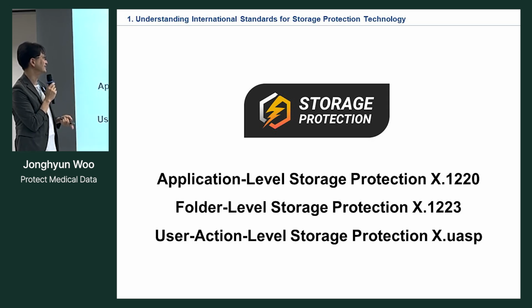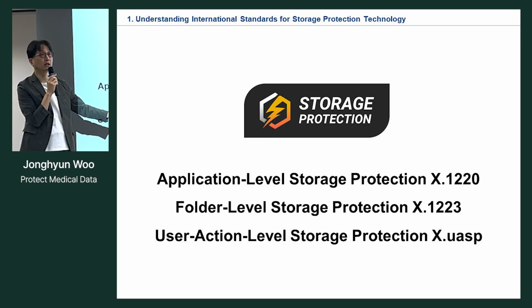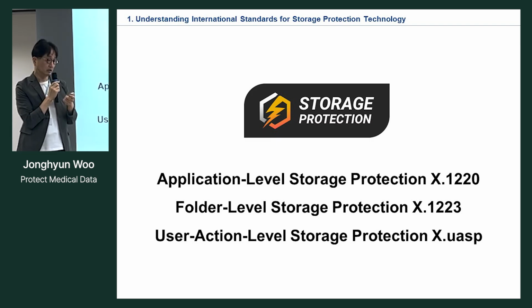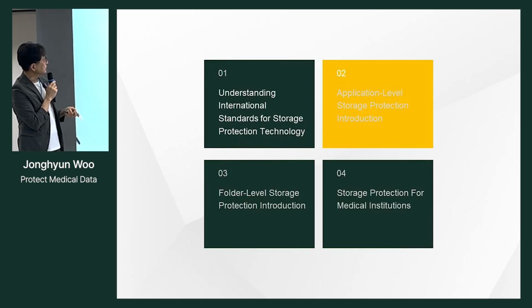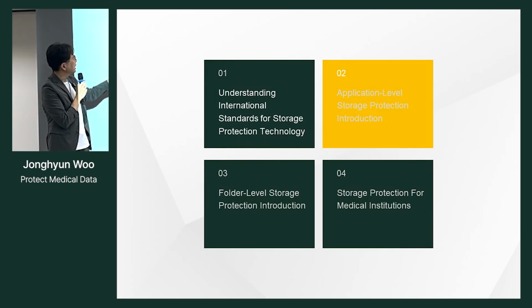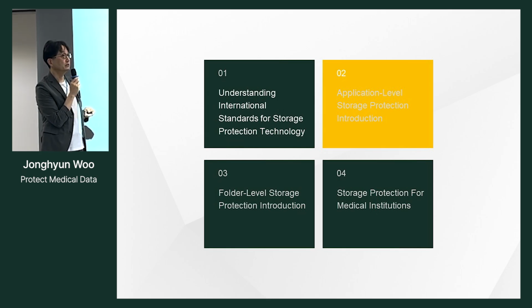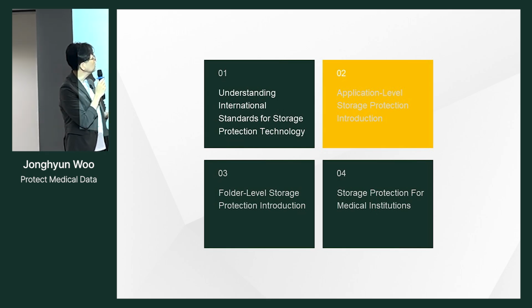Storage protection works at three levels. The first one is the application level. The second level is the folder level. Those two are already standardized, and the third one is under development with the TTA. So that's the key idea for understanding storage protection. Let's get into the first one, which is the application level of storage protection.